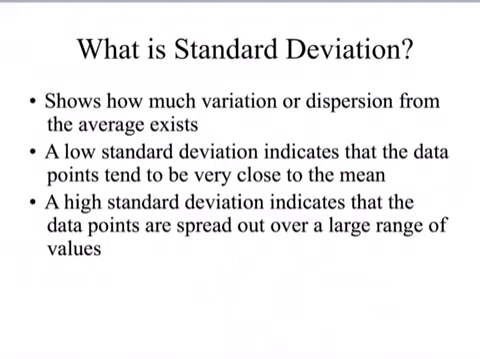Alright, so what is standard deviation? That just shows you how much variation or dispersion from the average exists. It's basically how spread out your data is. Once again, I'll show you how to do this with a calculator, so we won't actually have to do it by hand. If we have a small or low standard deviation, that means our data is really close together, that our numbers are close. And the higher it gets, that means our data is more spread out.